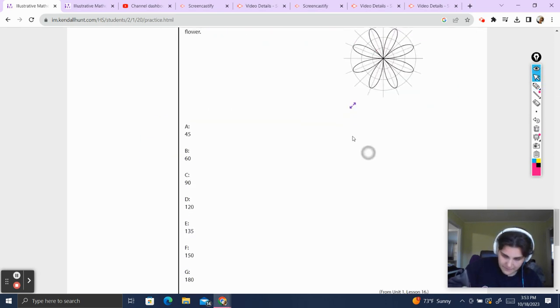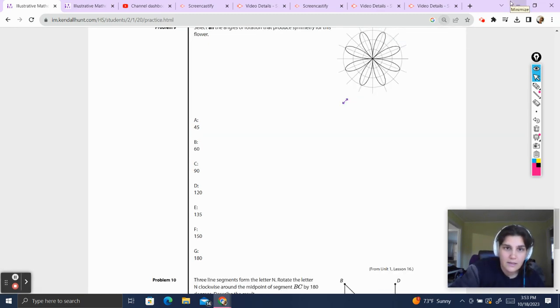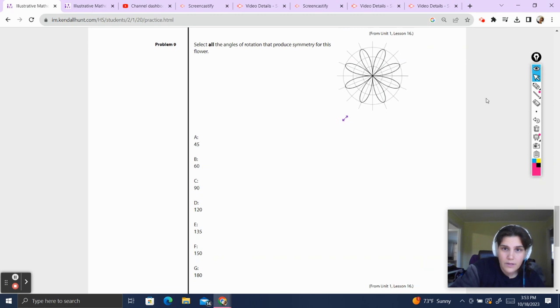Problem number 9. And we're going to zoom out for this question. Select all the angles of rotation that produce symmetry for this. So this guy, to go from here to there, looks like it's 60 degrees. 1, 2, 3, 4, 5, 6, 7, 8. 180 divided by, there's 8 of those.